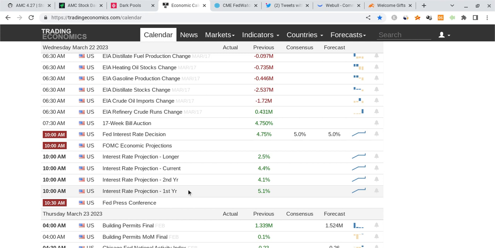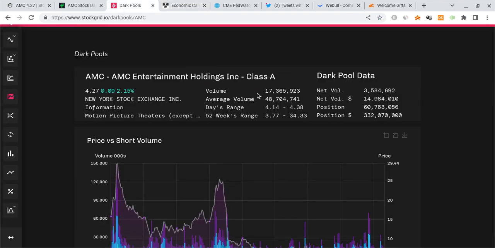But anyways, it's very, very important, and what Jerome Powell says will move the markets very, very hard. As far as AMC goes, however, AMC is getting next to no volume. There's not much going on right now. It's getting tighter and tighter.